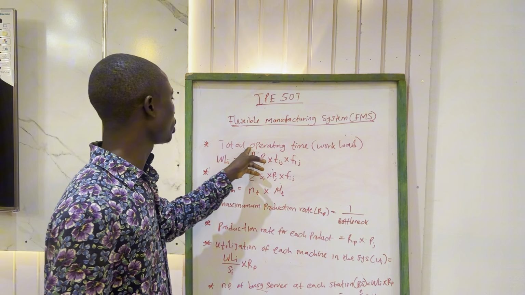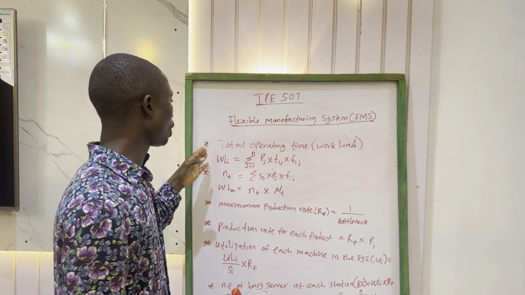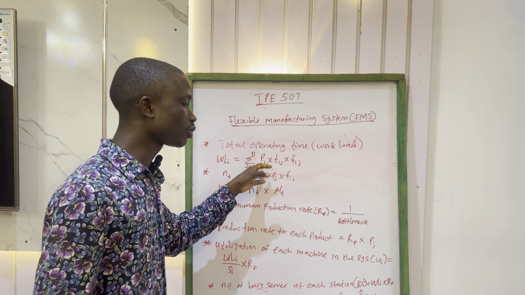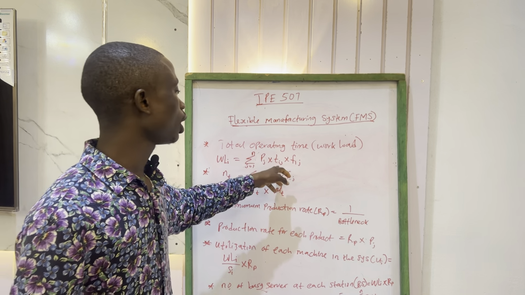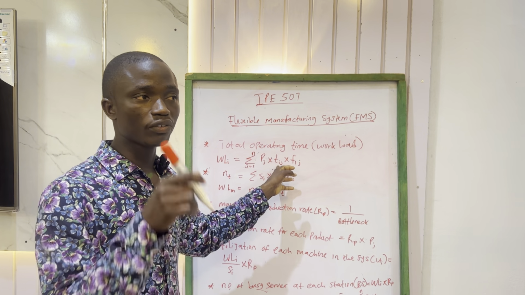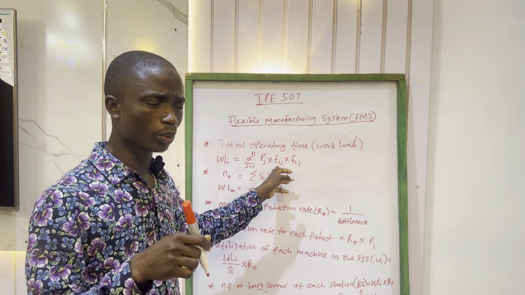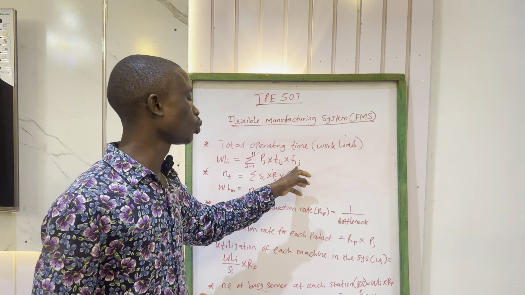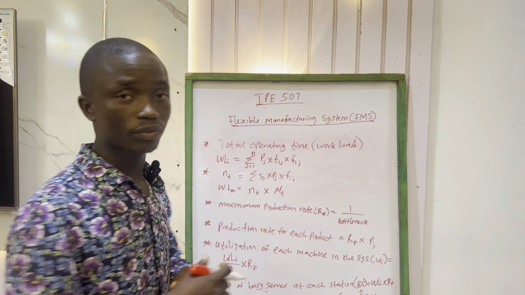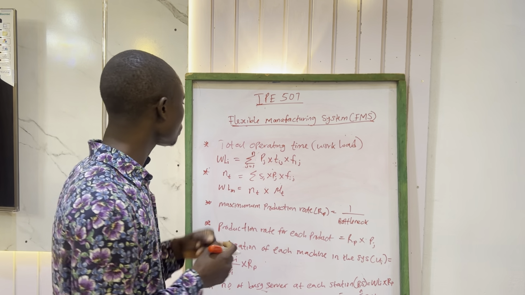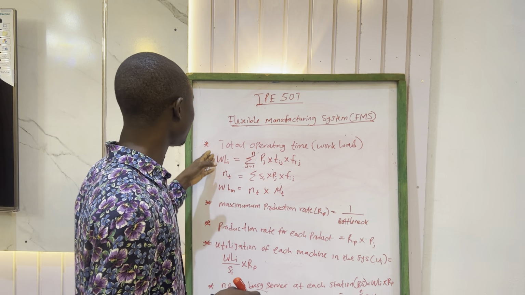So we can calculate the total operating time. The formula is the part mix times the operating time of each machine in the workstation, times the operation frequency, if you were given. If you were not given, we assume it is 1.